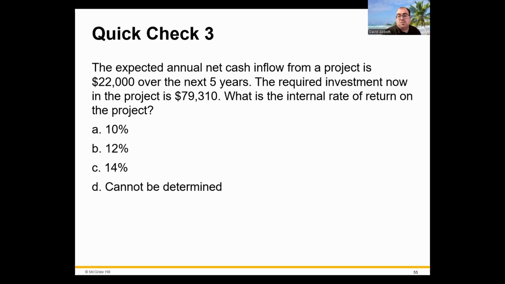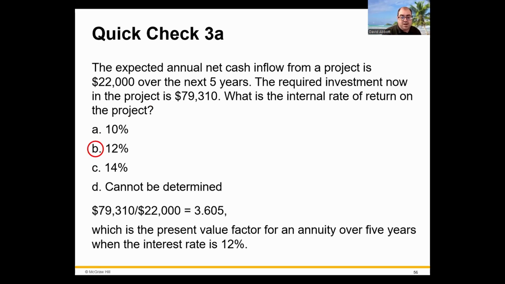So the expected annual cash inflow from a project is 22,000 over the next 5 years. The required investment now for the project is 79,310. What is the internal rate of return for the project? And so you would take 79,310, which is the required investment, and divide 22,000 into that. It comes out to 3.605, and we look at the present value table, then that means that the internal rate of return would be 12%.